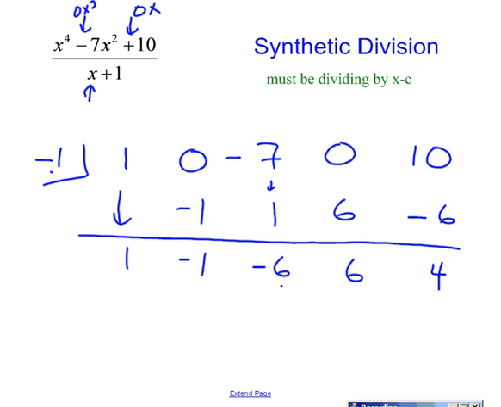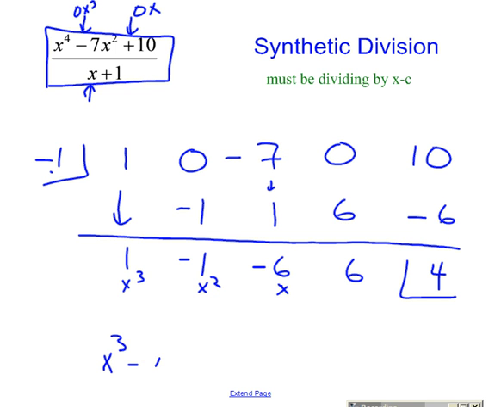So now I have to figure out what all my parts are. This is my remainder. This is my constant. This is going to be the coefficient for x squared, and for x cubed. So this thing I have up here can be replaced by x cubed minus x squared minus 6x plus 6 plus 4 over my bottom, x plus 1. Okay, so that's synthetic division. The one thing you have to look out for is missing terms.